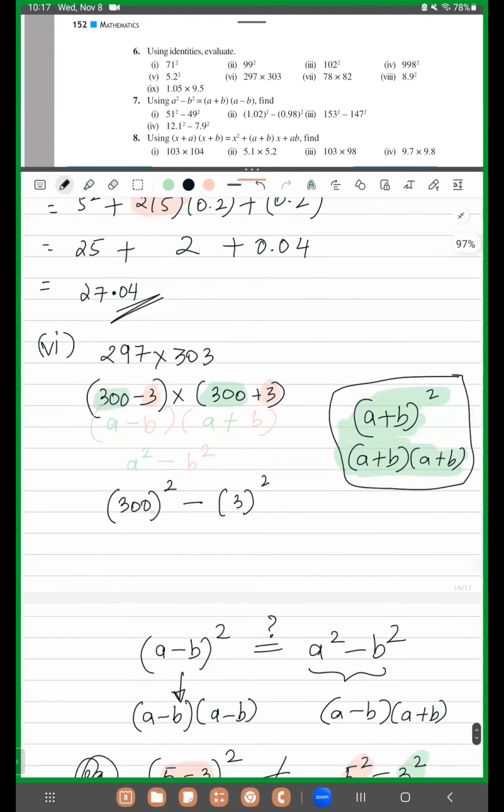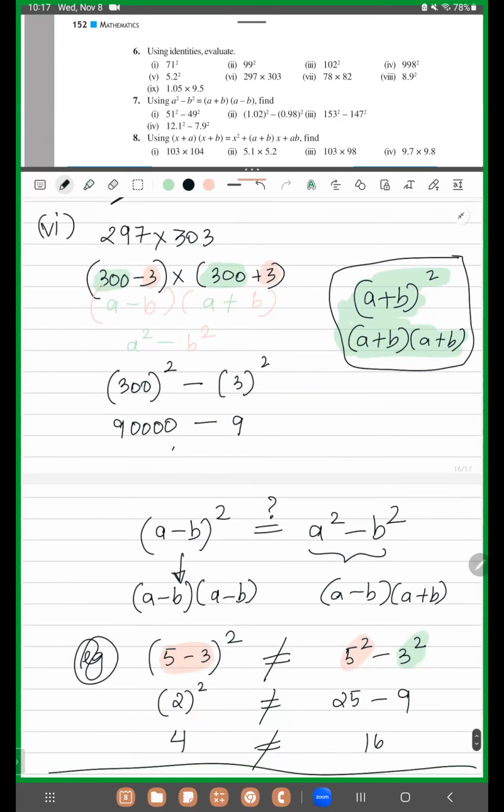So here we are doing 300 square minus 3 square. So 300 square is going to be 9 followed by 4 zeros, minus 9. So that's going to be 8, 9, 9, 9. No, sorry. 8, 9, 9, 1. Wait, there's 1, 2, 3, 4, 5. Wait a minute. There should be one more 9 over here.